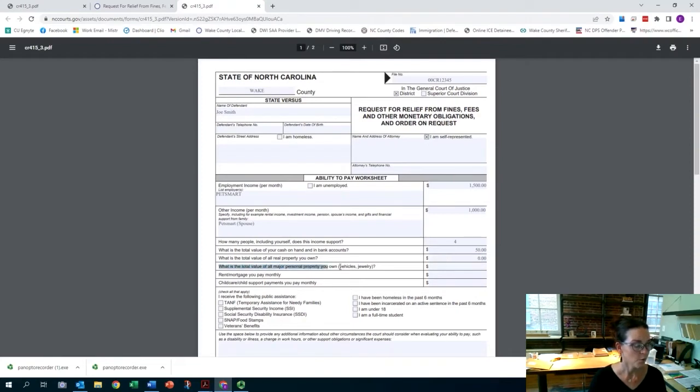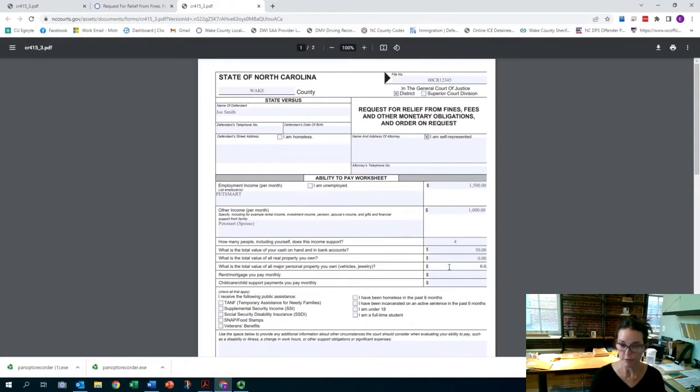The next question is, what is the total value of all major personal property you own? It says in parentheses, vehicles or jewelry. The important distinction in this question is that most people do not own their vehicles. Most people are still making a monthly payment on that vehicle. So for instance, if you purchased your vehicle from a car lot and you financed that vehicle and you have to pay a certain amount per month towards that vehicle, then that means that you do not own that vehicle for the purposes of this question.